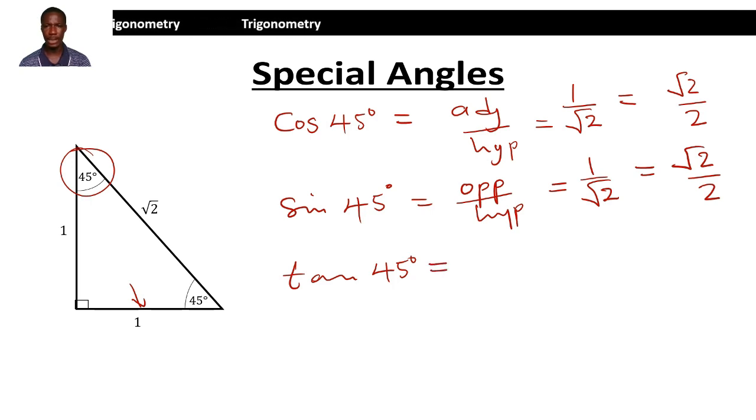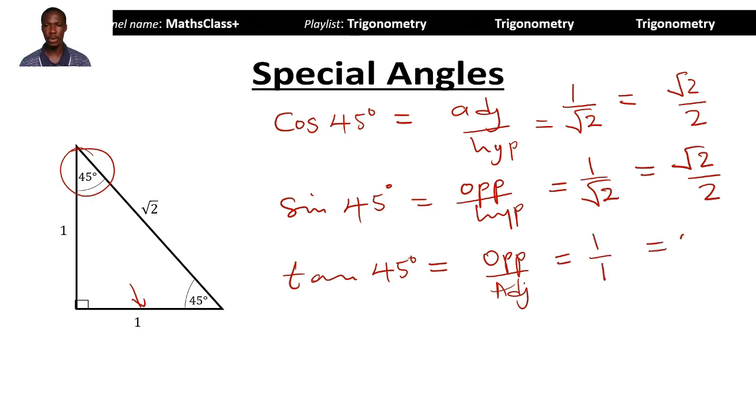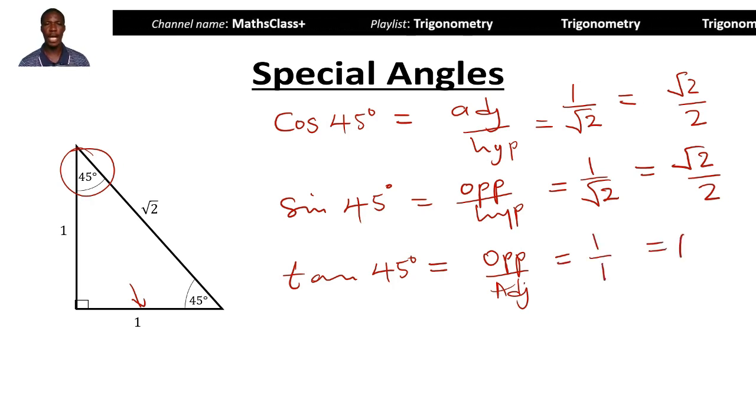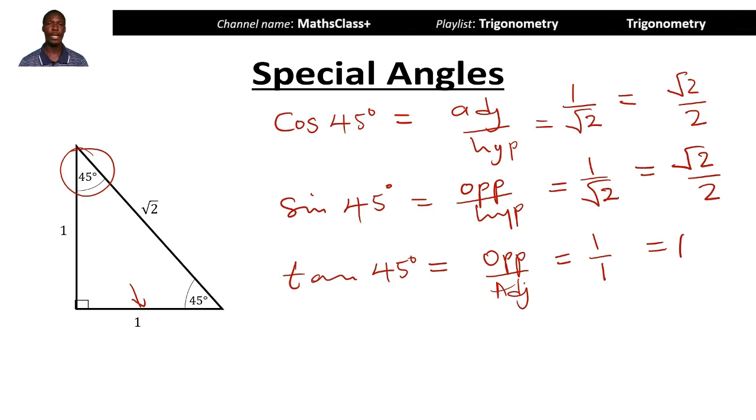Then tan is opposite over adjacent. So opposite over adjacent, that means we have 1 over 1, which is equal to 1. So if you have to find cos 45, sine 45, or tan 45, you don't need to do any rigorous calculations. You should know them easily like this.